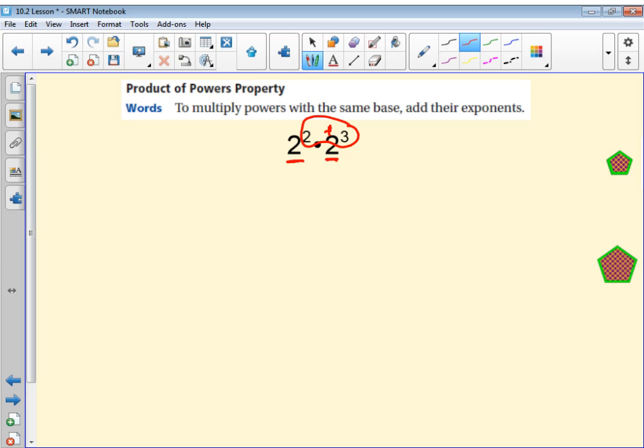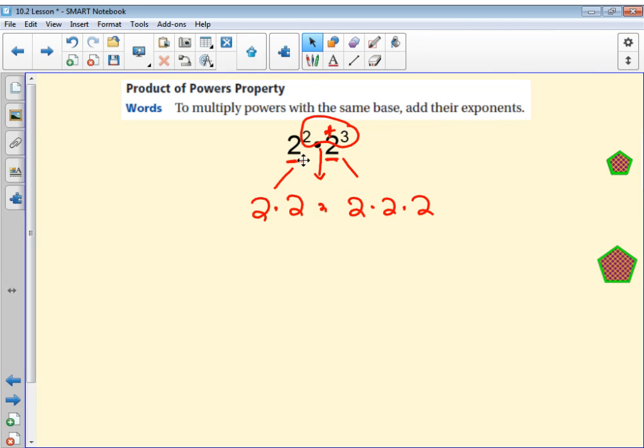So why does that work? Well, if we were to look at this written out longhand, or in expanded form, it would look like this. This would be 2 times 2, and then we have this times sign, and then this would be 2 times 2 times 2. Take note, how many 2's do we have? We have 1, 2, 3, 4, 5. So we have 2's, and there are 5 of them.